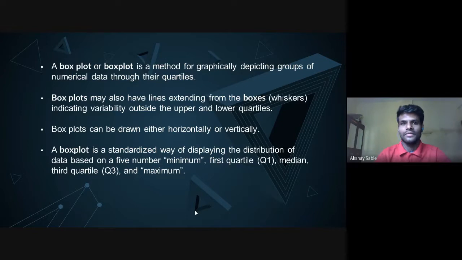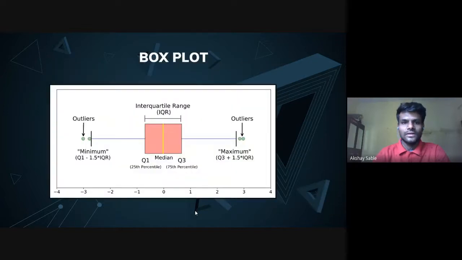The first is the minimum, second is the first quartile, third is the median, then the third quartile, and the maximum value. A box plot is a method of graphically depicting groups of numerical data through their quartiles. This is a basic example of a box plot diagram.